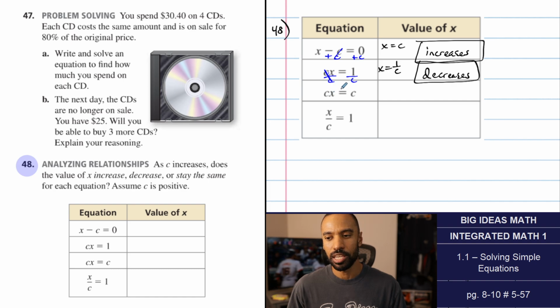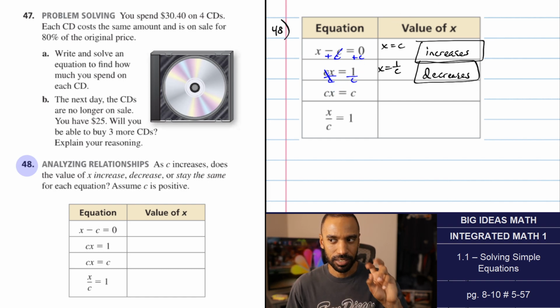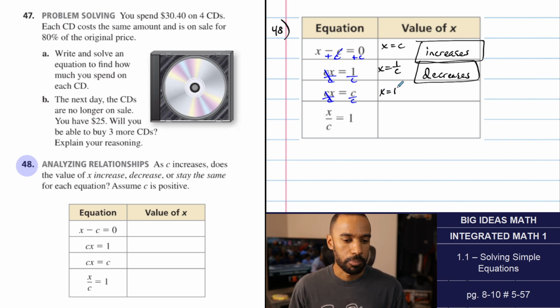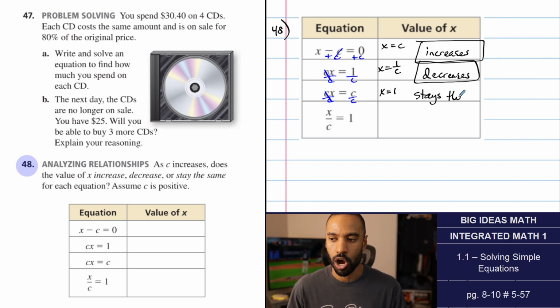C times X equals C. Well, we could actually technically solve for X in this one. When we divide by C in this case, remember, you might say C cancels. That's a dangerous thought because C over C doesn't cancel here. C divided by C is 1. And X equals 1. We had an option for stays the same. X stays the same in this case. X stays as 1. C times X is C. X has to always stay the same, 1. Doesn't matter what happens as C increases there.